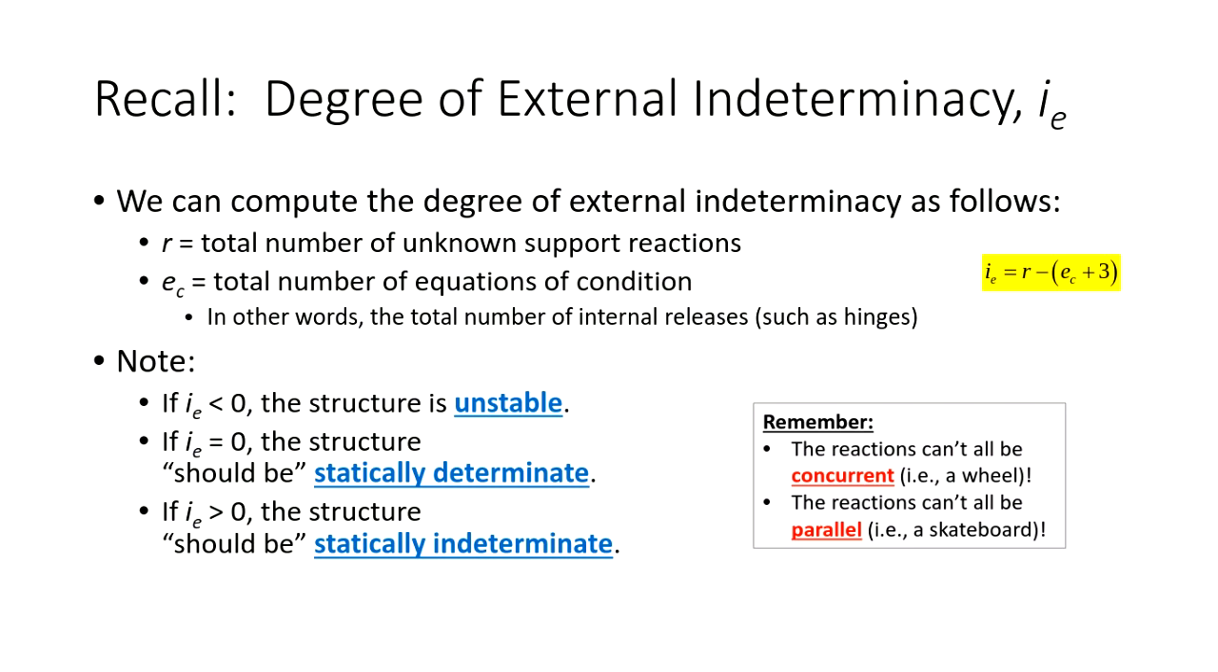R is our unknown support reactions, E sub C is our equations of condition, and so we get the following mathematical relationship. If IE is zero, then the structure should be statically determinate. If it's less than zero, the structure is unstable. If it's greater than zero, it should be statically indeterminate. And remember, there are a couple of rules for that. The reactions can't all be concurrent, and they can't all be parallel. So that's what we had discussed externally.